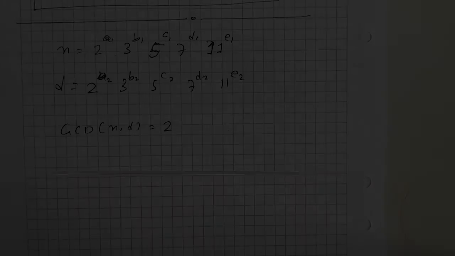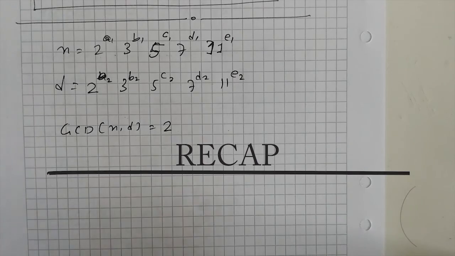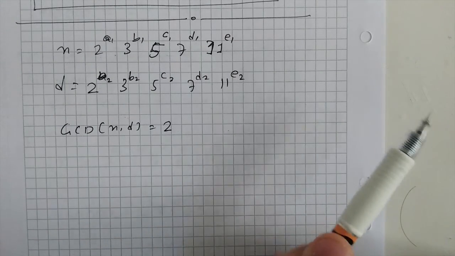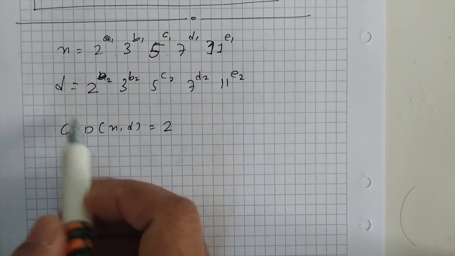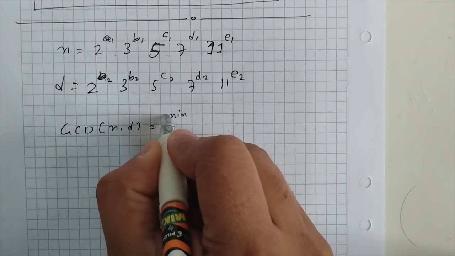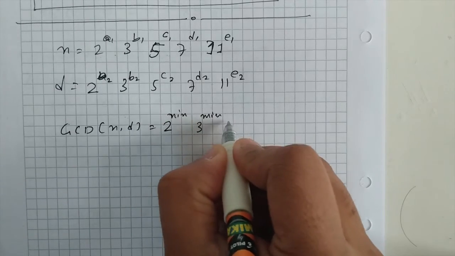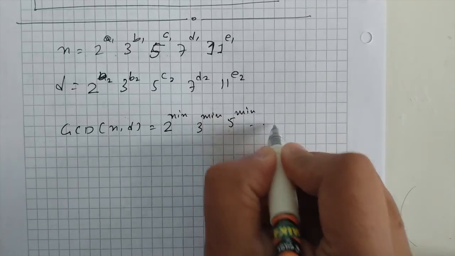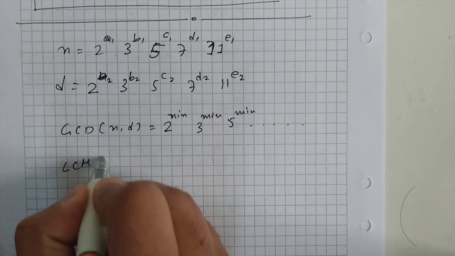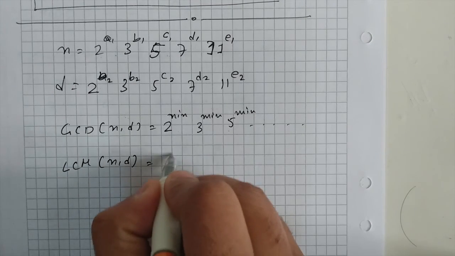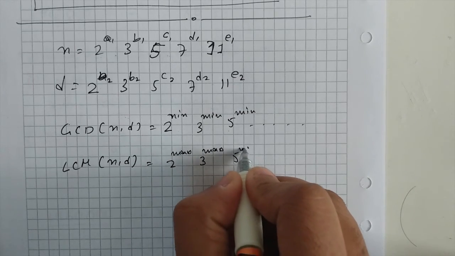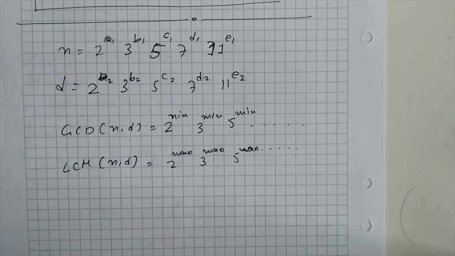To recap whatever we have studied until now, we take any two numbers and break them down into their prime factors. That is the Fundamental Theorem of Arithmetic. Then to find the GCD of those two numbers, we compare their minimum power: the minimum power of 2, the minimum power of 3, the minimum power of 5, and so on and so forth, as many as there are. And to find the LCM of both numbers, we take the maximum power: the maximum power of 2, the maximum power of 3, the maximum power of 5, and so on and so forth. So that's it for today.